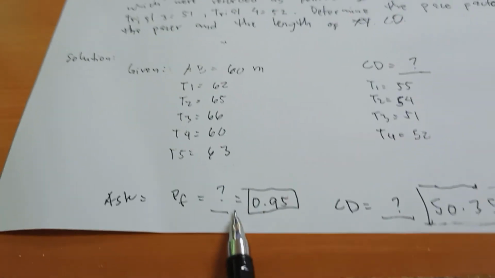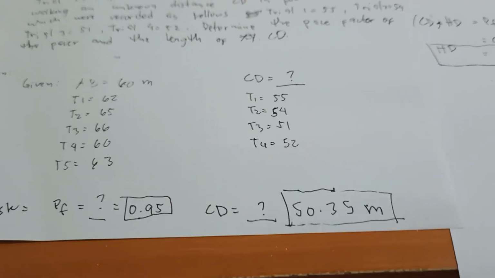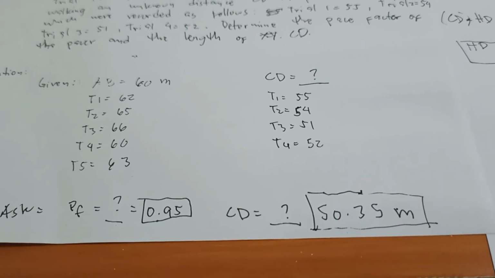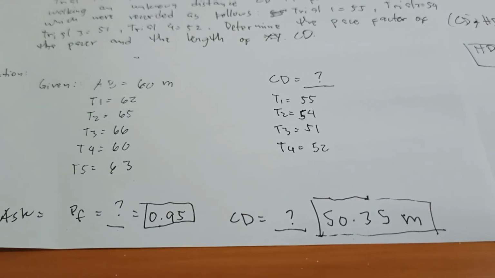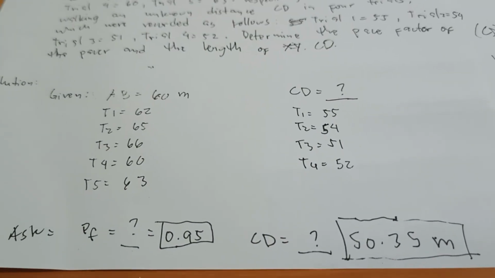So now, we have the pace factor of Alberto, which is 0.95, and we have the unknown distance of the line from point C to D, that is 50.35. If you were not able to follow, you can just play this video again.